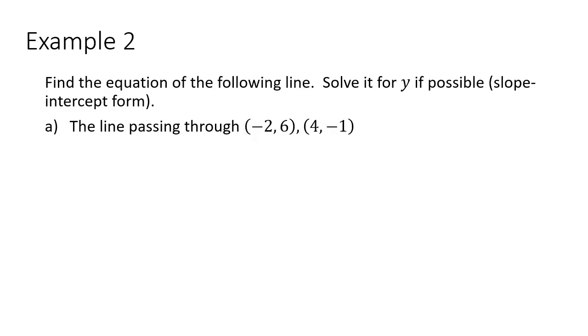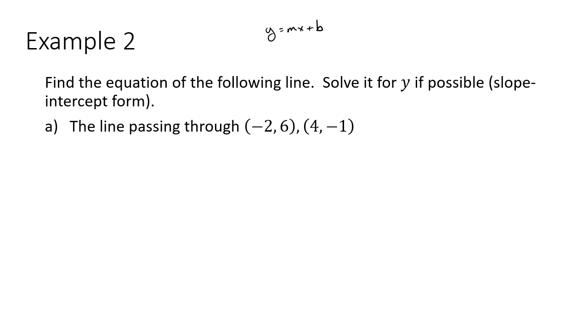In example 2, we're going to go beyond just finding the slope of a line connecting 2 points. We're going to find the entire equation of the line. And in this problem, they asked us to solve it for y if possible. In other words, they want it in slope-intercept form, y is equal to mx plus b. So there are actually a couple different ways you can go about this process. I choose to build my lines directly into slope-intercept form most of the time. So that's the process I'm going to go through here.